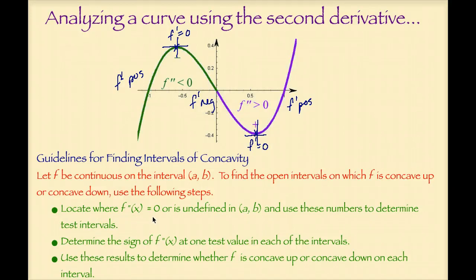So we would have to take the first derivative, then the second derivative, and set the second derivative equal to 0. Or find where the second derivative is undefined in that interval. And we will use these numbers to determine test intervals for concavity. Very similar to what we did with the first derivative, except we would be using the second derivative. Determine the sign of the second derivative at one test value in each of these intervals, and then use these results to determine whether f is concave up or concave down on each interval.